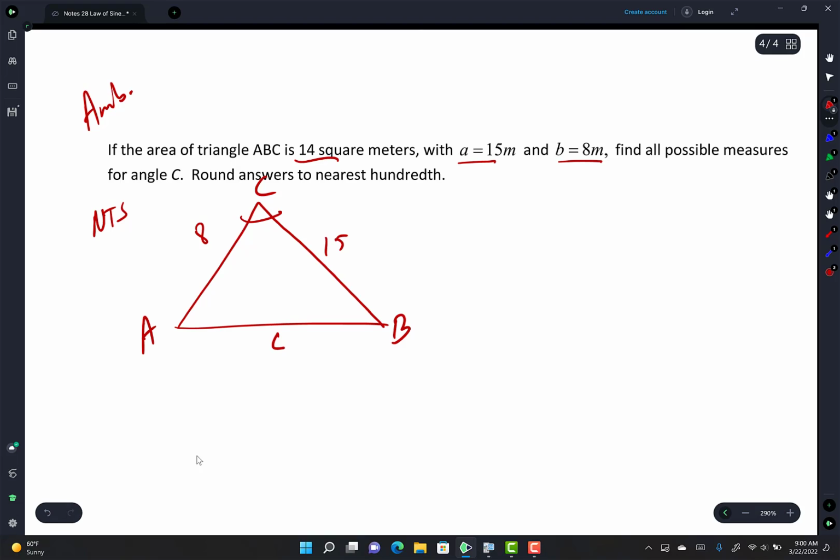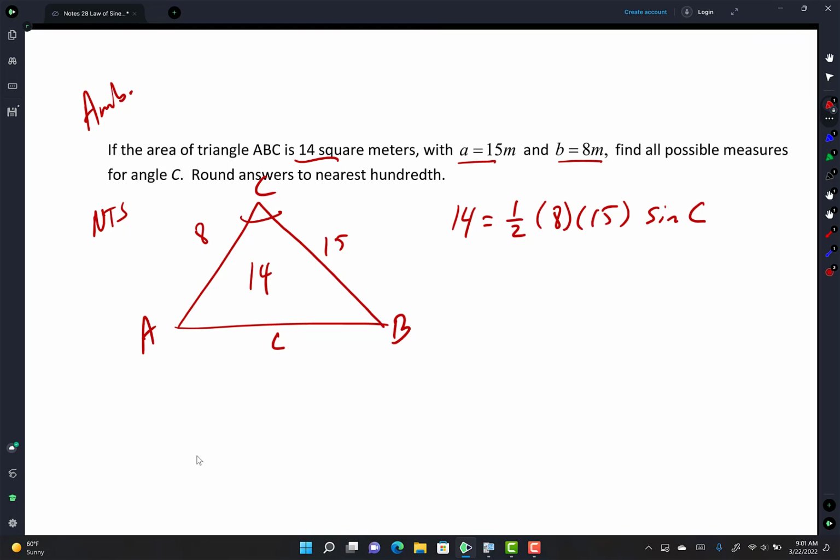They tell us that the area is 14. So I'm just going to use my area formula, guys. I'm just going to set it up. So I'm going to write 14 equals 1/2. And if I'm using angle C, I need 8 and I need 15 sine of C. So hopefully you can already see the game plan. You want to isolate sine C.